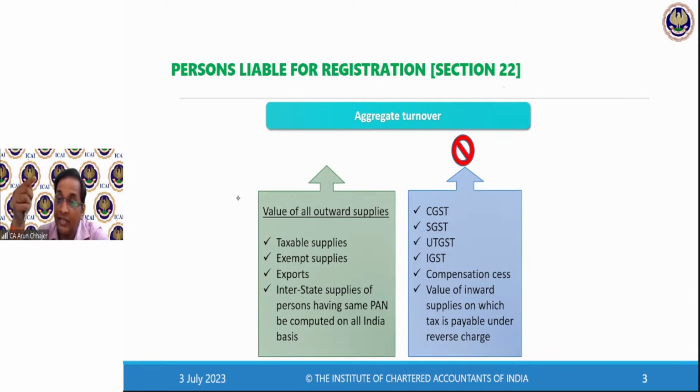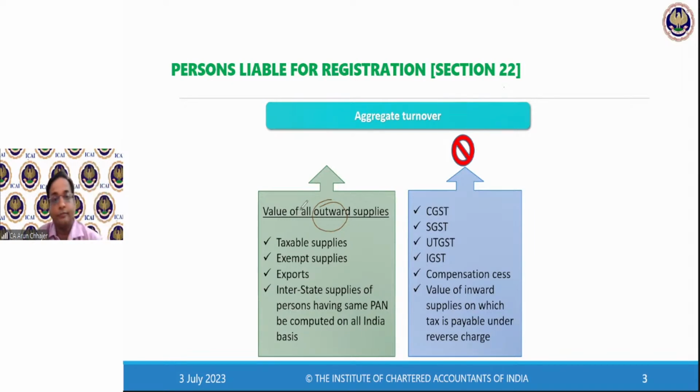Darshan, inward supply under forward charge, what does it mean? It is talking about outward supply, not inward supply. If any outward supply is there on which you are paying the tax under forward charge, that will be added. It means your sales will be counted, not your purchases.